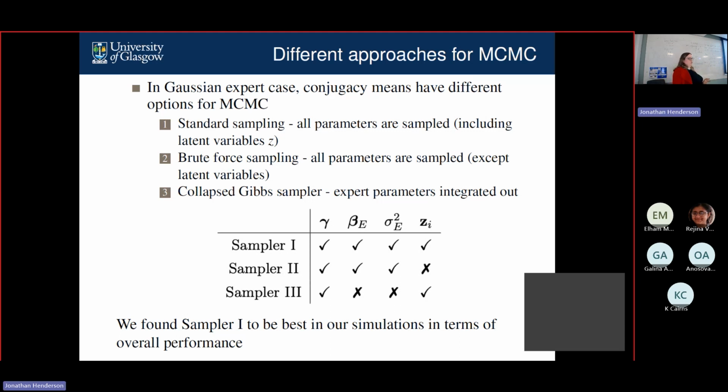We looked at these in terms of convergence and mixing, and also computational time, and found that sampler one is a good compromise. Sampler three was good, but again, interpretability is not ideal, and it also takes a really long time because you're doing all these integrations to get rid of the parameters. Samplers one and two were competitive with each other, but sampler one ended up being, across most simulations, the best.